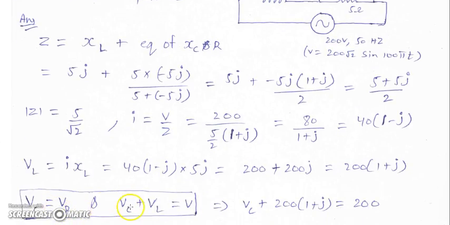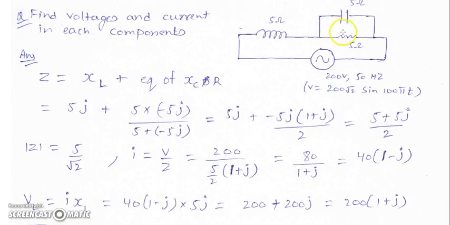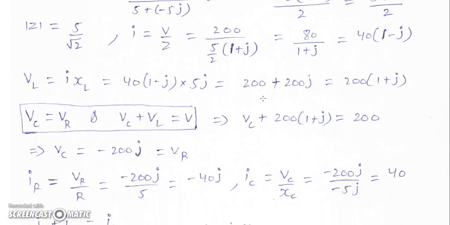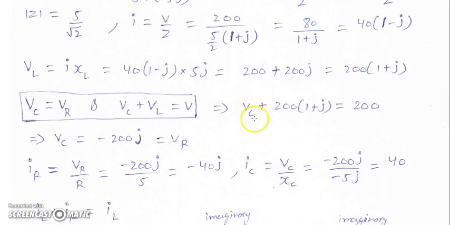VC and VR will be the same, so we can say VC plus VL is V. Again, in the simple circuit, this voltage is VC or VR, this is VL, and this will be equal to the source voltage. The sum of these two voltages will be equal to the source voltage. In this, we haven't calculated the value of VC because we have to calculate the current passing through the capacitor. We have calculated the total current but not the current passing through the capacitor.